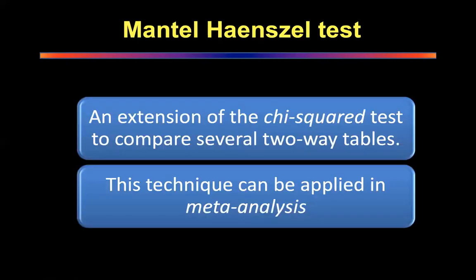These are another couple of tests that you use. Mantel-Haenszel test is used in meta-analysis, so I'll just put it here for completion. They are an extension of the chi-square test to compare more than one two-way table, and these are used in meta-analysis. You don't need to know it, but just know these are parametric tests.